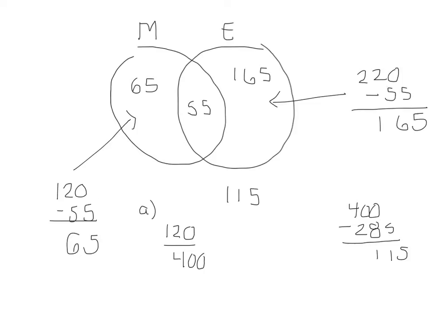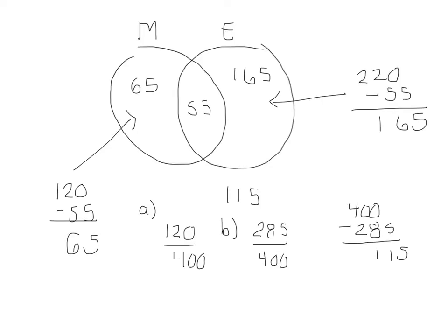B, what's the probability the student is enrolled in math or in English? Well, if you look at all three numbers that are in the math, English, or both circle, we said they add up to 285, so the probability that they enroll in one or the other or both is just 285 out of the total of 400 college students.